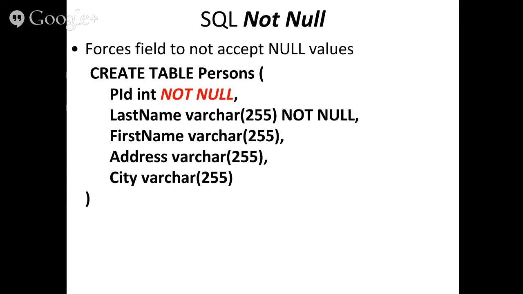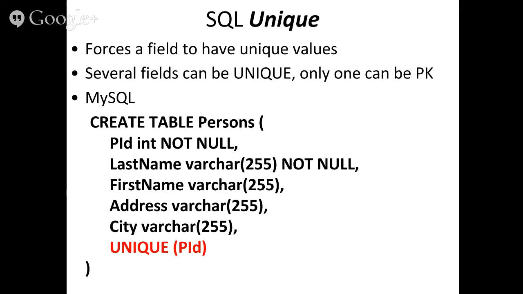So for instance, here, PID int not null. We're explicitly saying that for the primary key, it cannot be null. It has to have a value for that. Also, last name, you have to give me a last name. Over here, we're saying that that primary key has to be unique. Now, when we declare something as a primary key, it is implied that it is unique and it's not null.